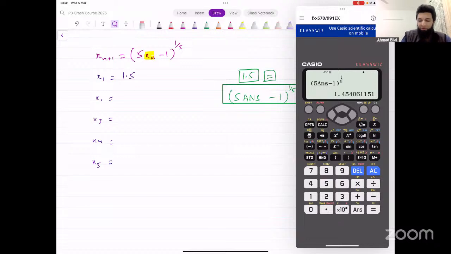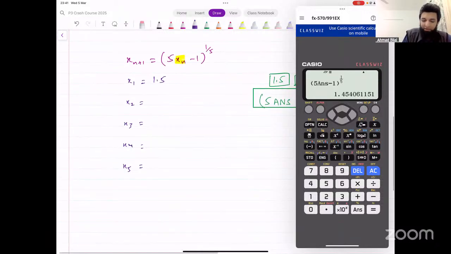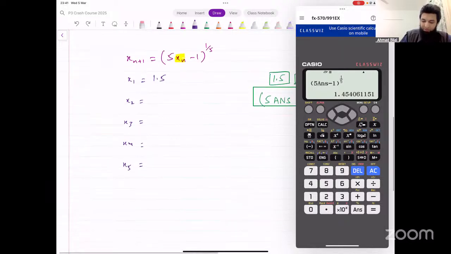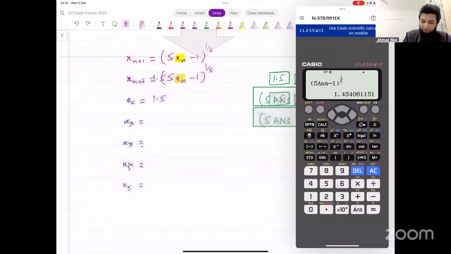And you can write this value x2 directly here. The question is normally going to give you the level of accuracy that you want in these iterations. Let's say they want you to write down each iteration to 5 decimal places. Normally, they will give you this instruction in the question.